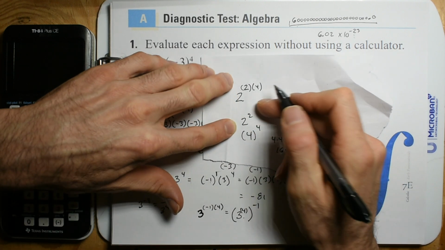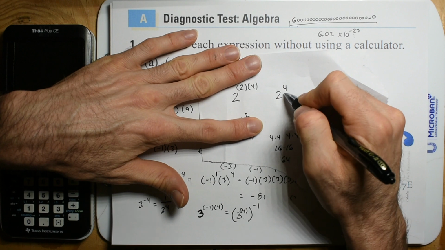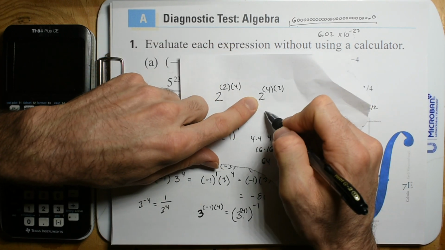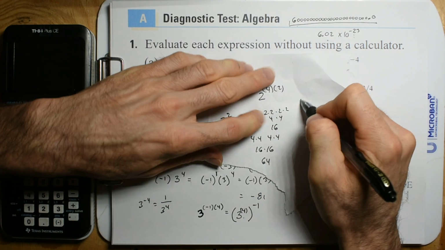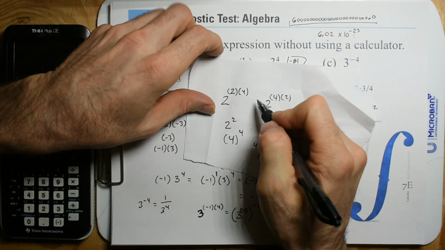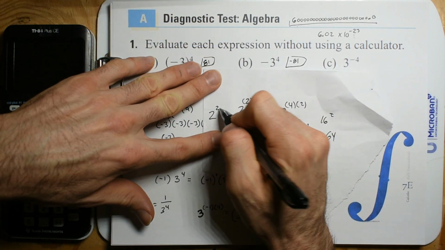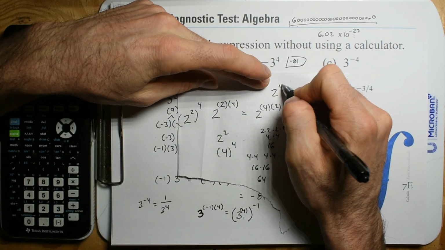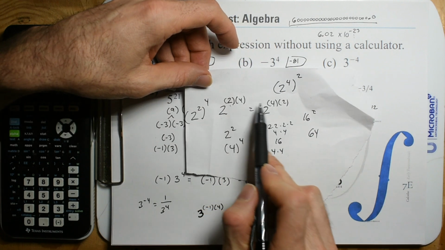So the answer here is 64, and that would be the same as taking 2 to the 4th, and then 2 to the 4th is 2 times 2, 2 times 2 is 4 times 4 is 16, and then 16 squared is going to be 64. So yes, this is the same as 2 squared to the 4th, which is the same thing as 2 to the 4th squared. So that's so interesting.